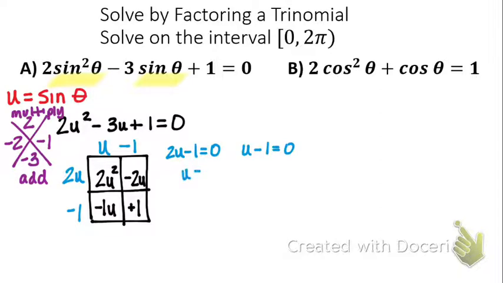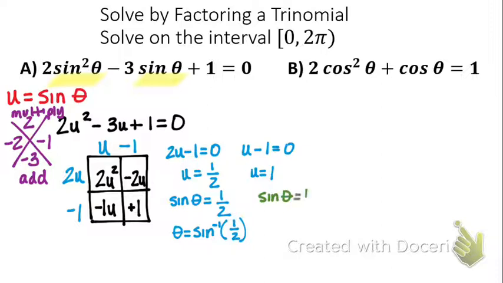And you should get u equals 1/2 and u equals +1. So now let's go ahead and put this back in, because u is really sine. So really what this is, the sine of theta equals 1/2. So theta is going to equal the inverse sine of 1/2. And then for our second equation, sine of theta equals 1. So theta equals the inverse sine of 1.